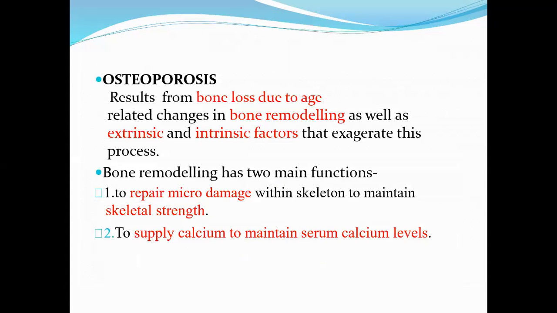Osteoporosis results from bone loss due to age. It means that in osteoporosis, some of the calcium that should be there is lost, because of which the bone becomes softer as well as fragile. This is the opposite of normal bone. It results from a change in bone remodeling, as well as extrinsic and intrinsic factors that exaggerate this process. What is osteoporosis exactly?